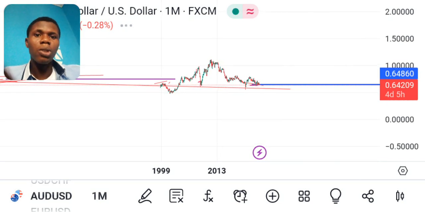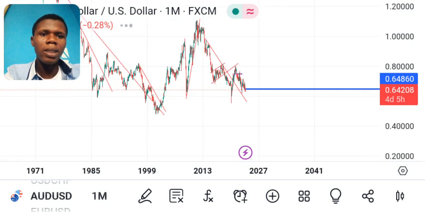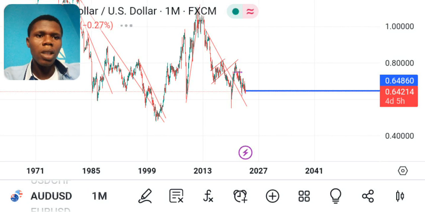TradingView is so crazy. So I discovered there's something called GoCharting. I'm going to be checking it out later. I think it's more preferable than this TradingView stuff. It can be crazy.